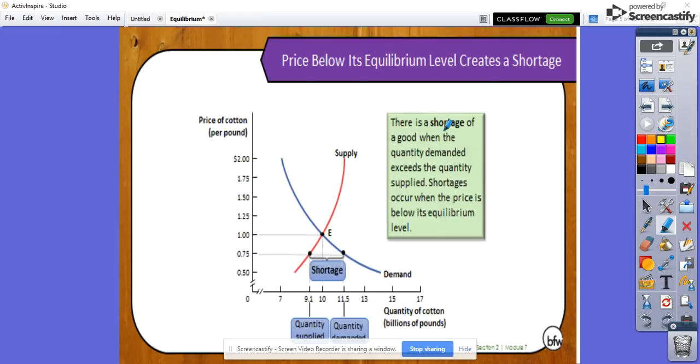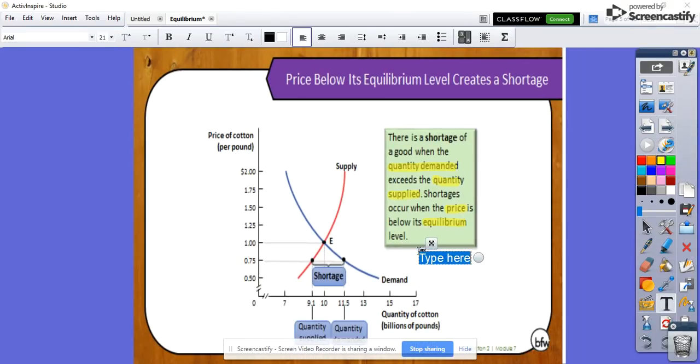So, there's a shortage of a good when the quantity demanded exceeds the quantity supplied. Shortages occur when the price is below its equilibrium level. Again, this happens because the government steps in and sets a lower than market price for the good or service.